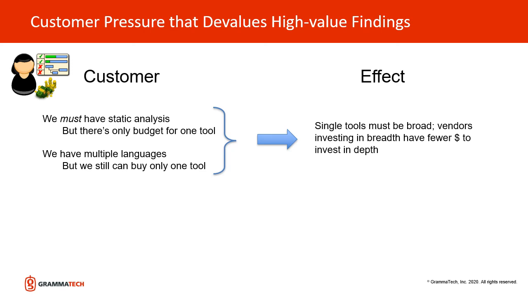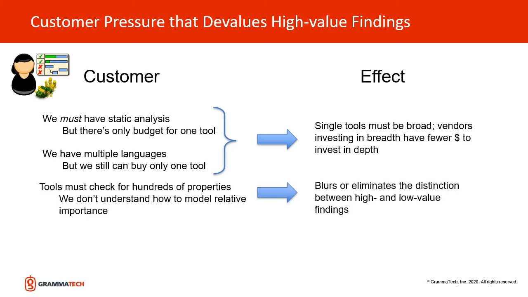In many cases, the reasoning for this goes up to the corporate level. Somebody's making a decision based on a poor understanding of the actual ecosystem that the static analysis tool must fit into, and so they're saying, well, one tool seems to be the thing you want, and therefore I will only give you budget for one tool. Now, the effect of this is that if the customer is only going to buy one tool, then that tool, by definition, has to be very broad. And vendors who are investing in breadth have fewer dollars to spend on investing in depth. And if you're investing in breadth, then you're only going to get those low value findings, or you're not going to get very many high value findings. The analysis isn't going to be able to go very deep.